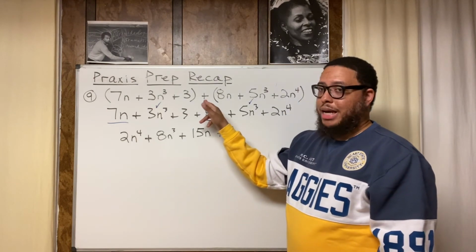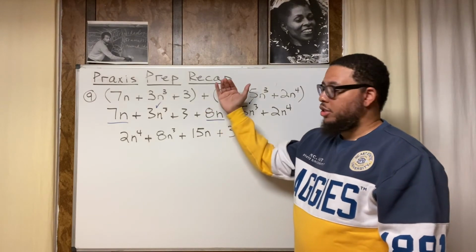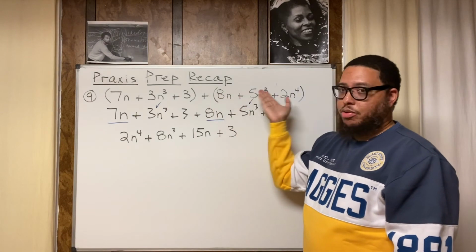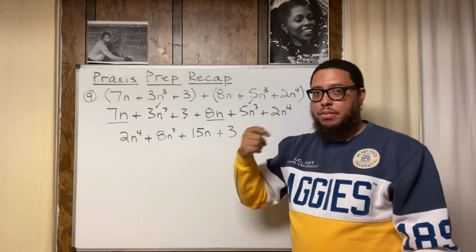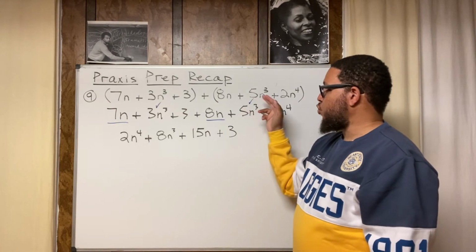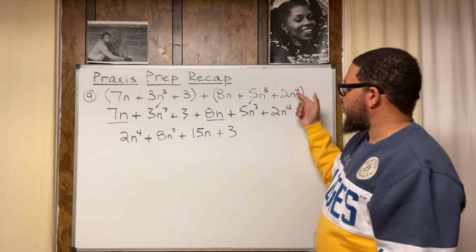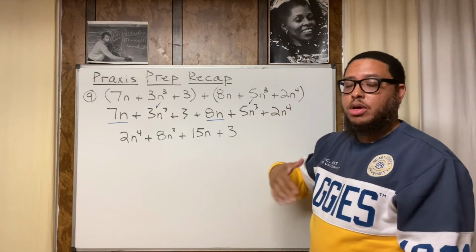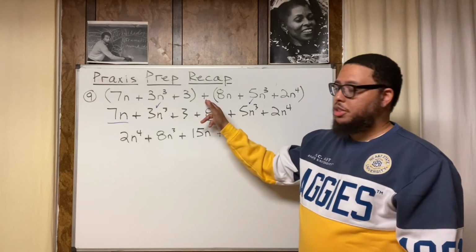If this had been a minus sign, then in order to drop the parentheses, what I would have done was basically multiply everything inside the parentheses by -1. So this 8n would have become -8n. This 5n cubed would have become -5n cubed. This 2n to the fourth would have become -2n to the fourth. That's what happens when we're doing subtraction.